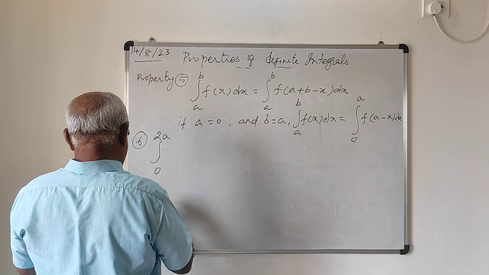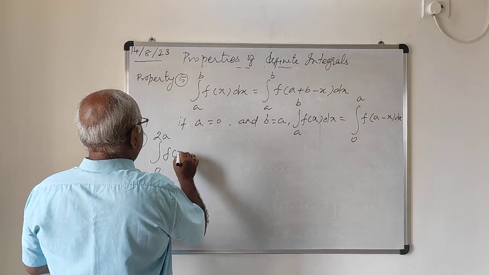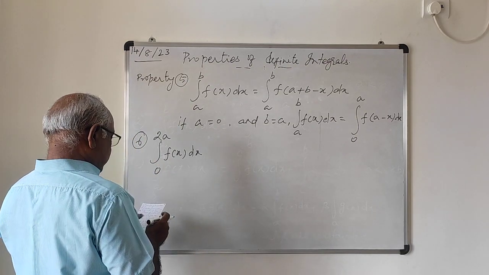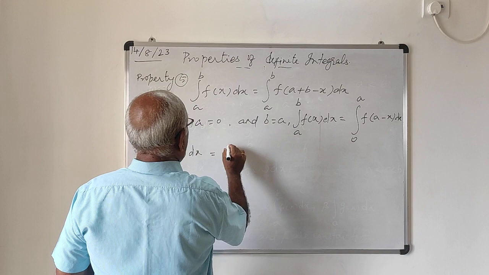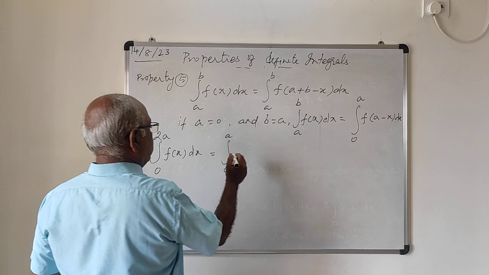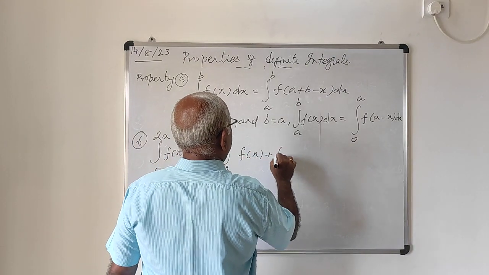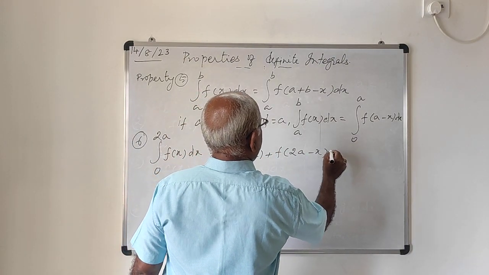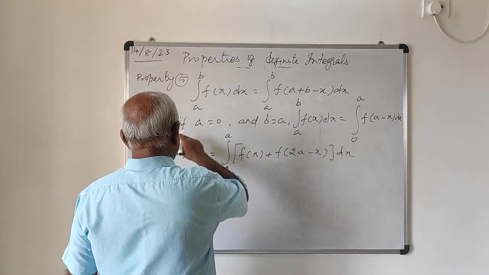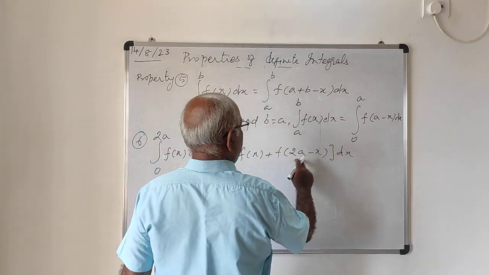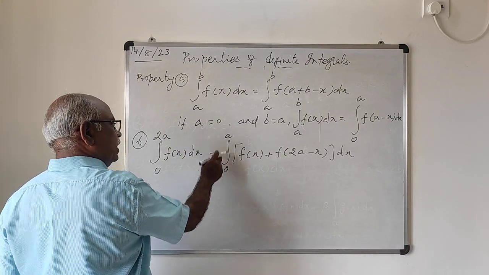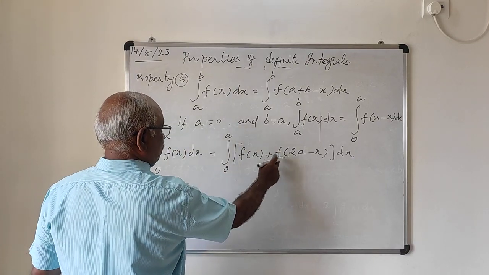Integral 0 to 2a f of x dx is equal to integral 0 to a, f of x plus f of 2a minus x, dx. The function is split into two functions, f of x plus f of 2a minus x. So instead of integral 0 to 2a, it is enough to find integral 0 to a, f of x plus f of 2a minus x dx.